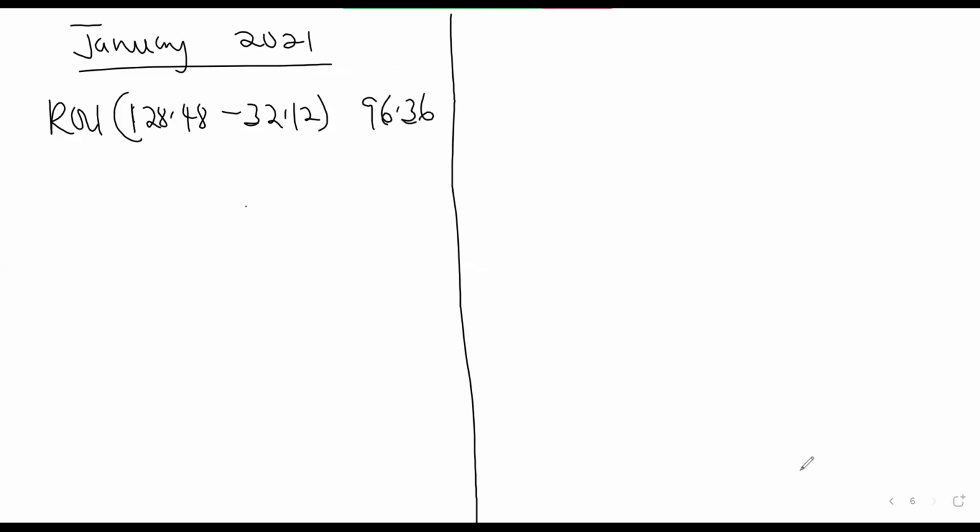96.36. Okay. And the lease liability will be what? 102.75. Okay, 102.75. So this will be at the beginning of the year. But let's account for the arrangements that are happening in the year now.